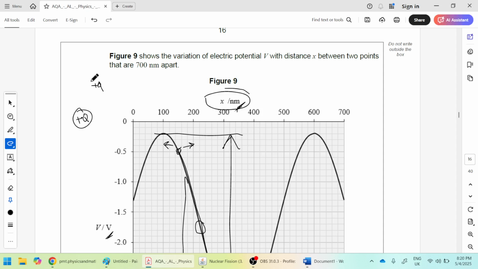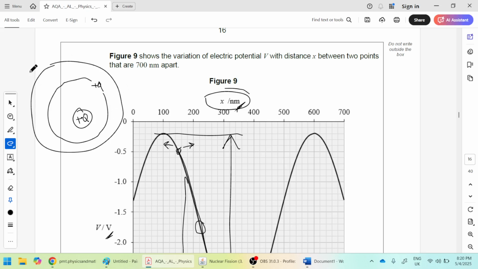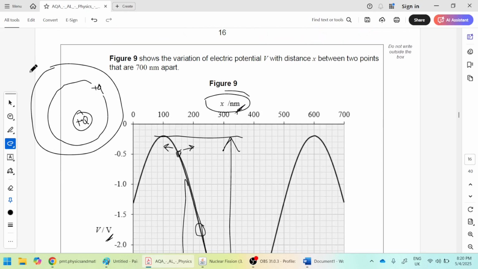So what I do know is that if you take some lines like this, the V at A and the V at B, if you compare them, it's V equals KQ over R, minus. What I do know is that over here, since the radius is higher, it's a smaller value, still negative, but a smaller magnitude.